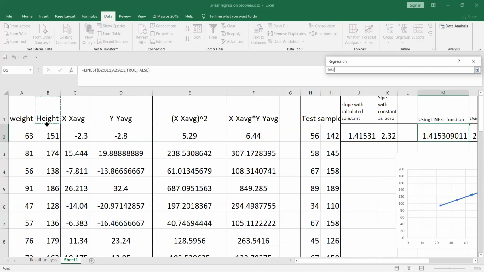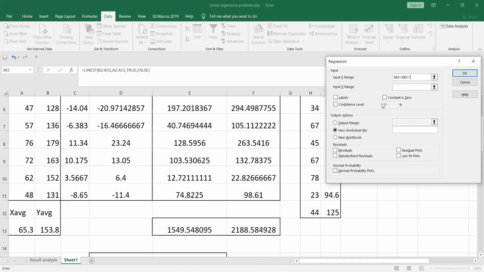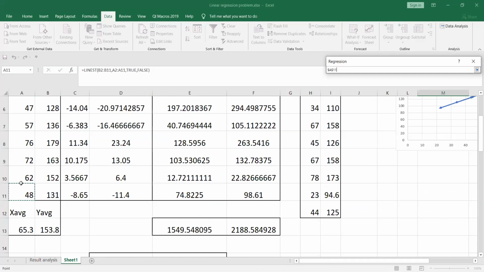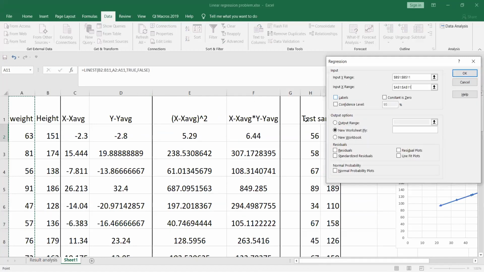So this is your y range. Then you are going to select x range. This is your x range. You can select label or you can select include label, so it takes the labels over there. Now the output option, output range, though it is the same.